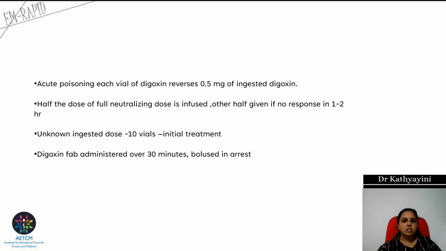If the patient is not responding, we can give the other half dose after 1 to 2 hours. If we are not aware of how much the patient has ingested and we don't have a serum concentration available, we can go for an initial treatment of 10 vials. The infusion can be given over 30 minutes, but if the patient is going into cardiac arrest, we can give it as a bolus.